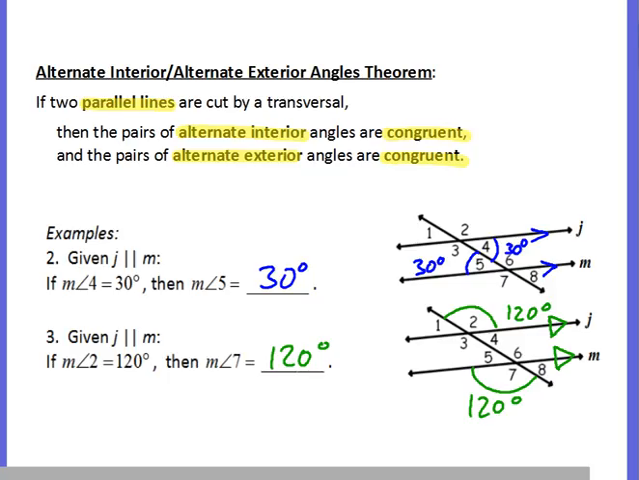Hopefully you came up with the same answer, realizing that angle 2 is on the outside, and that means it's an exterior angle. It has a measurement of 120 degrees. The alternate exterior angle, in other words, on the other side of the transversal, also outside of the parallel lines, is angle 7 and has also a measurement of 120 degrees. Well done, guys. Let's move on.